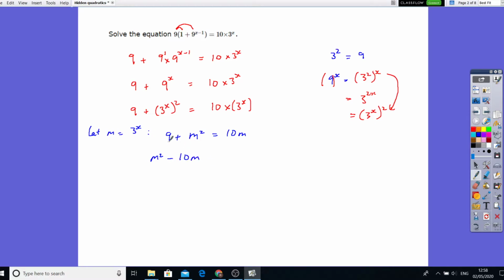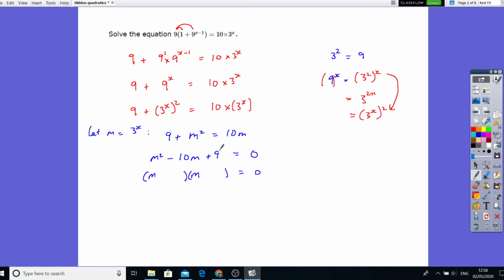We still got the 9 there, and don't forget that 9, if there's no symbol in front, is positive, so that's plus 9 equals 0. Again, this is not a difficult quadratic to factorize. Just put in the brackets, equal to 0. And m goes in each corner.